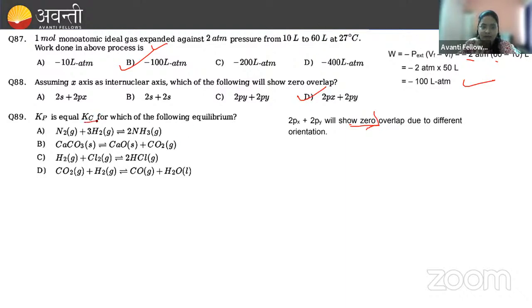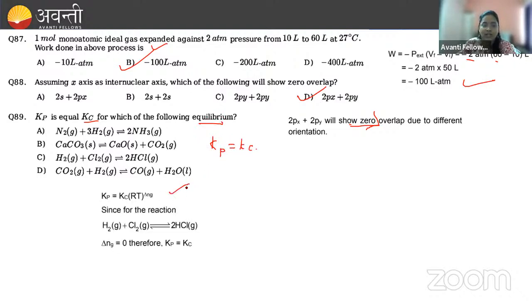Next, Kp is equal to Kc for which of the following equilibria? So here we need to find out for which reaction Kp is equal to Kc. You know this relation: Kp is equal to Kc into RT raised to delta ng. For the reaction H2 plus Cl2 gives 2HCl, delta ng, the change in the number of moles, is 0. That's why it will have Kp equal to Kc. Since it is 0, this becomes 1, and then Kp is equal to Kc. So our answer will be option C. Any doubt?